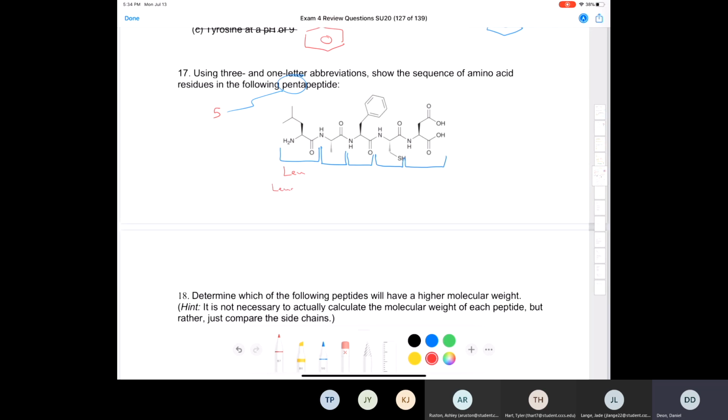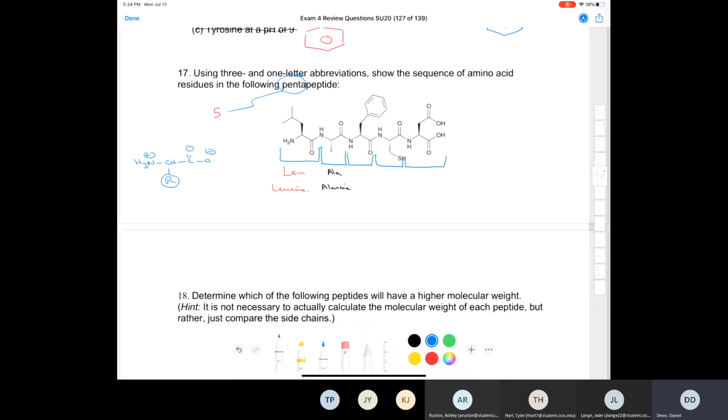So we'll put here leucine. What about the second one? Yes, the second one is alanine. Alanine. Okay, and if you're wondering how Ashley knew this, well, if we have a generic amino acid, just an amino acid you see walking down the street, we draw it as a zwitterion like that.